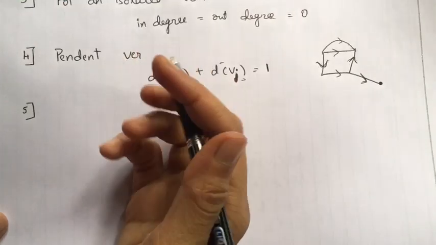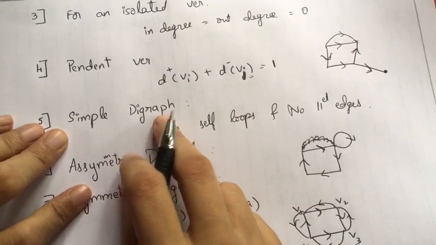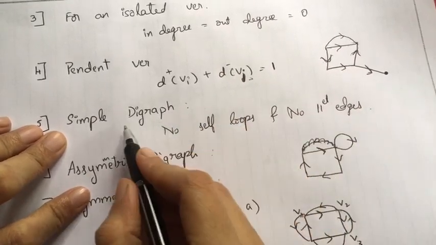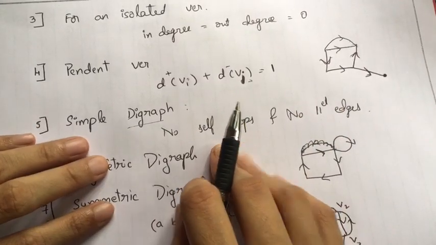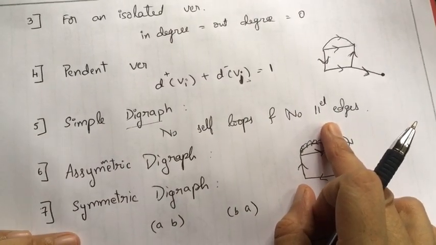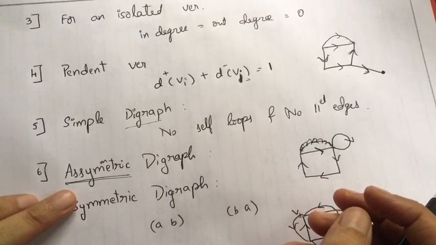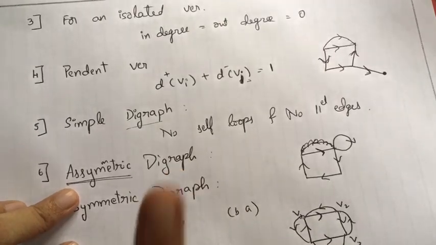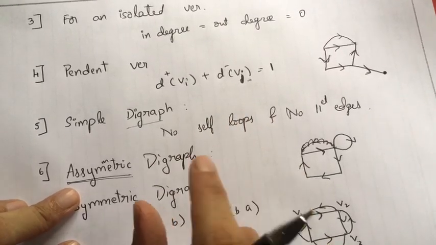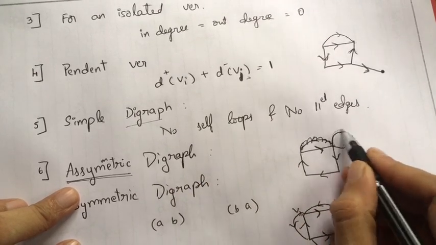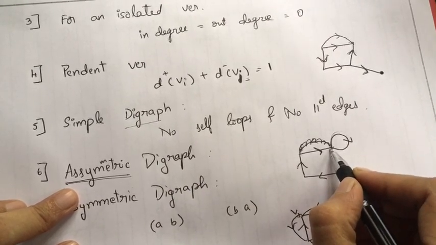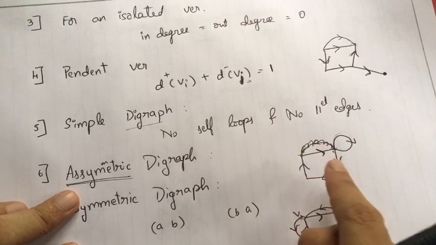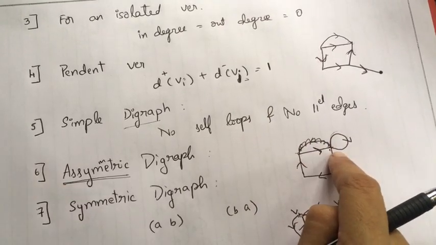Next is type of graph. Simple digraph. We say simple graph, that is a graph with no self loops and no parallel edges. Similarly, a simple digraph is a graph with no self loops and no parallel edges. One more type of digraph is the asymmetric digraph. It's a digraph that has at most one directed edge between a pair of vertices but is allowed to have self loops. There can be only one directed edge between a pair of vertices and it can have self loops.